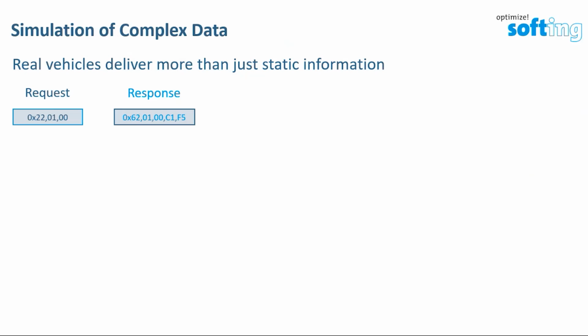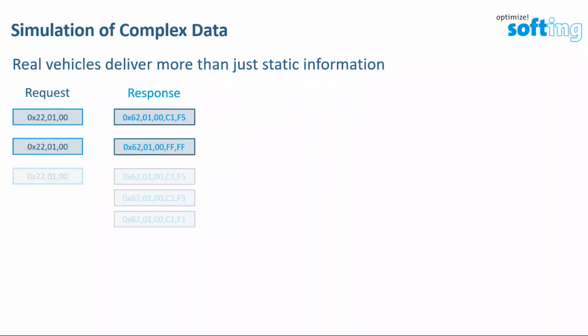So a real vehicle doesn't always deliver static information. It's a dynamic simulation that always has to have complex data. So we have situations here. The first situation is we have one request and one response. Then we have the same request again, but a different response, which can, for instance, implement a good or bad case scenario. The second situation is we have one request and many responses with changing content too.